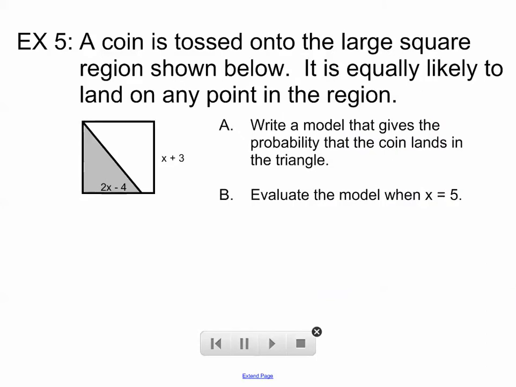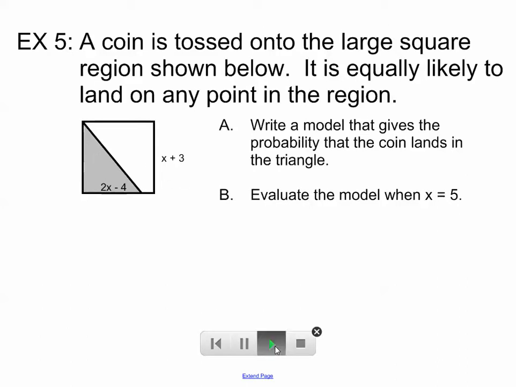Let's throw some probability into the mix. A coin is tossed onto the large square region here. It is equally likely to land on any point of the region. Let's write a model that gives the probability that the coin lands in the triangle.